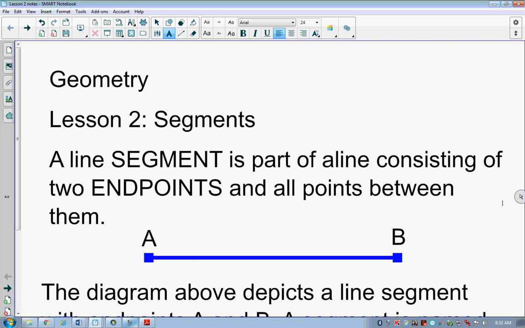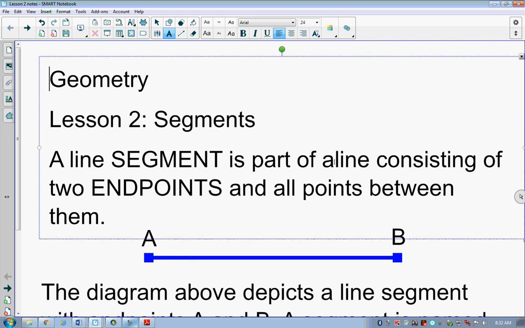And I'm going to try to fix some mistakes as we get in here, because a line is not a word, but a line segment is two words. There we go. A line segment is a part of a line consisting of two endpoints and all points in between them. So basically what we're saying about a line segment is that it has a beginning and an end and it's straight.